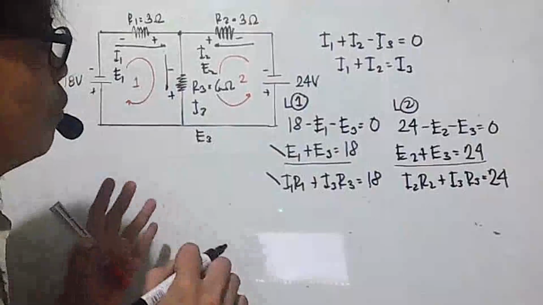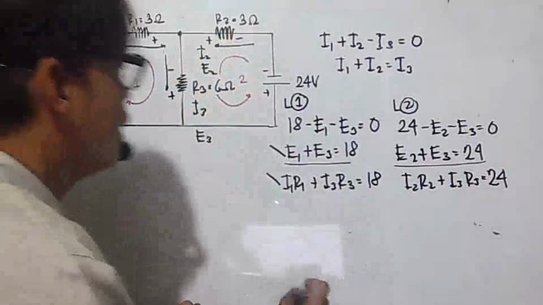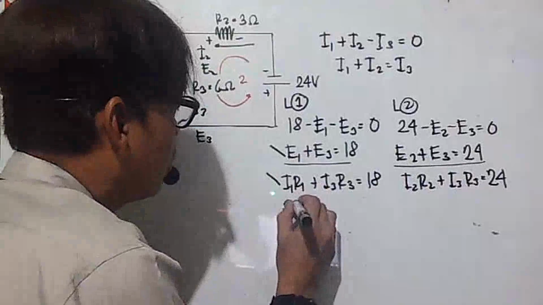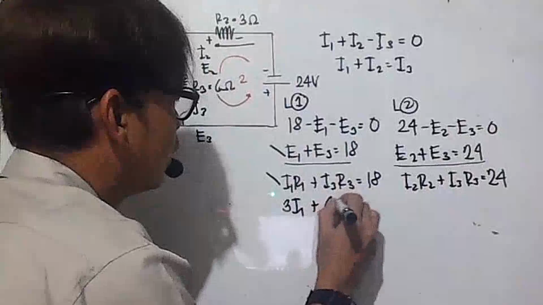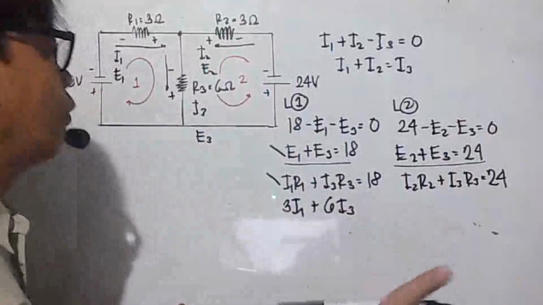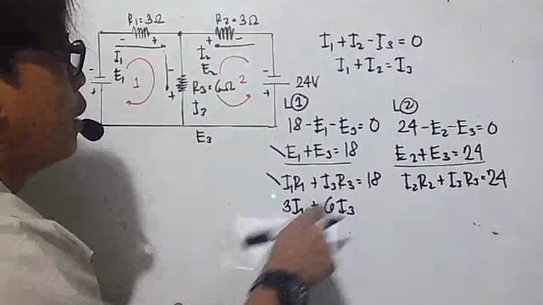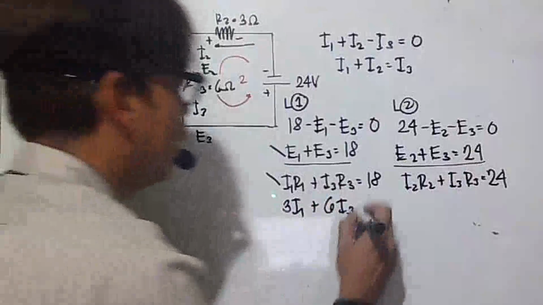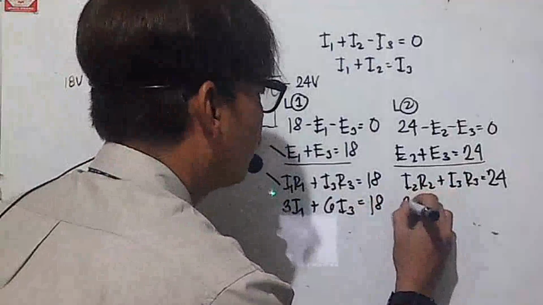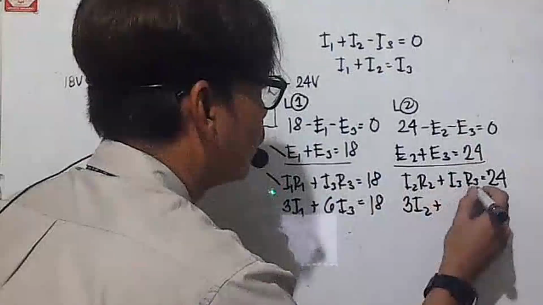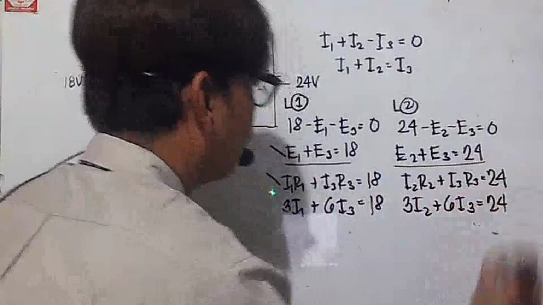Now, lagay natin yung values ng R. So your R1 is 3, R2 is 3, and R3 is 6. So R1 mo here is 3 multiplied by I1 plus your I3, ang R3 mo is 6 multiplied by I3. So I just changed the values of R's, no, from the given. Okay, so your R1 is 3 multiplied by I1, then your R3 is 6 multiplied by I3 is equal to 18. Okay, here it is R2 left, which is 3 ohms multiplied by I2 plus your R3 again is 6 ohms multiplied by I3 is equal to 24.